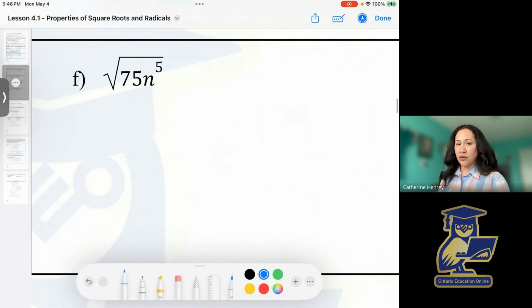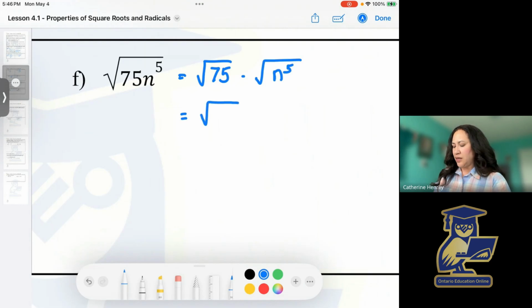And then we have the square root of 75 n to the power of 5. And again, I'm going to go ahead and split this into the square root of 75 times the square root of n to the power of 5. And 75, that can be split into 25 times 3. Nice perfect square number there. And what I'm going to do here is I'm going to expand all of these n's. N to the 5 is n times n times n times n times n.